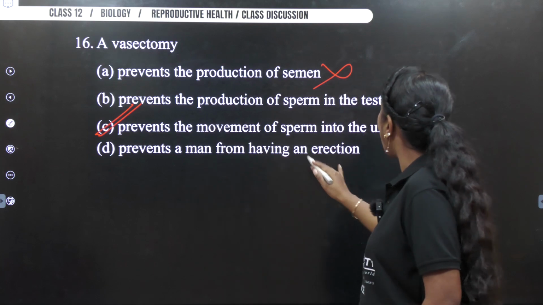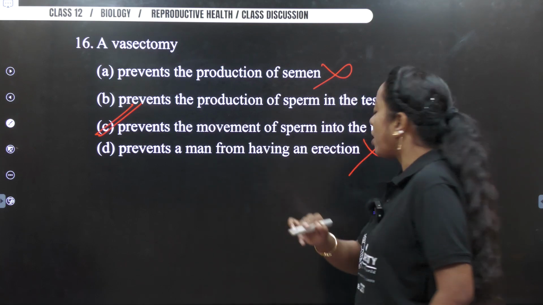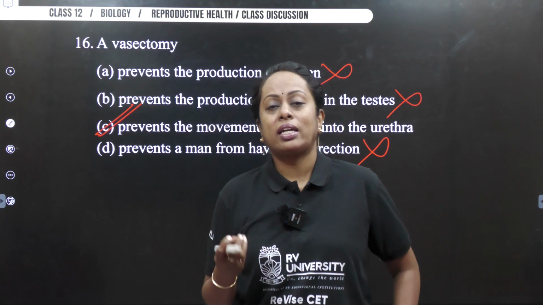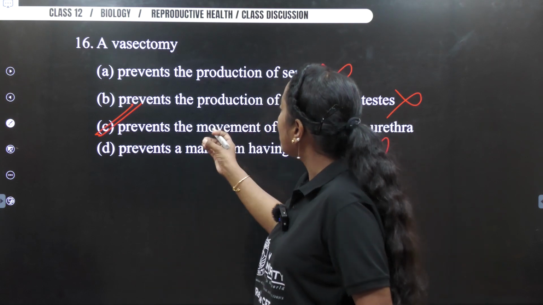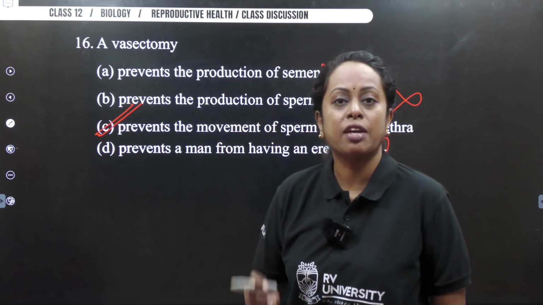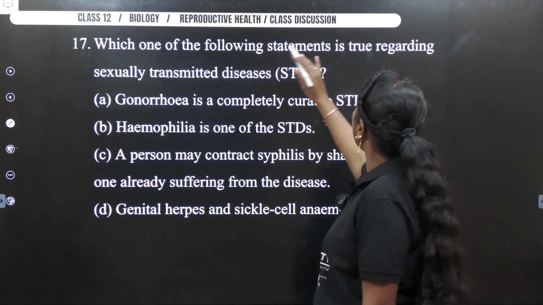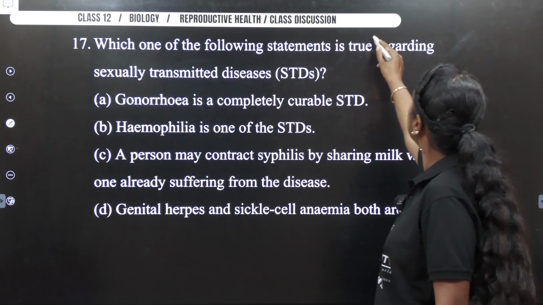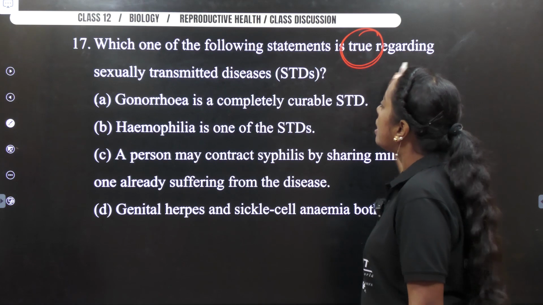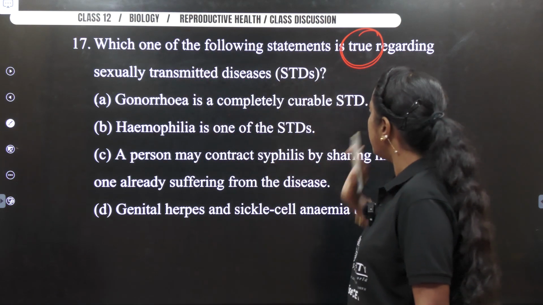Prevents a man from having an erection. Wrong. We are not talking about the erectile tissue here. So thereby our answer becomes which one? Option C for this particular question. Okay. Which one of the following statements is true? I'm highlighting the word true, regarding sexually transmitted diseases.